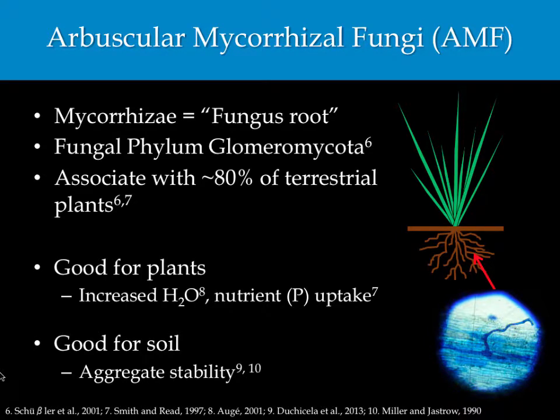The plant relationships with AMF are generally, but not always, mutualistic. So they're good for increasing water and nutrient uptake, such as phosphorus, especially when these resources are scarce. They're also good for enhancing soil properties, such as aggregate stability and size distribution. So this makes them important players in pasture productivity and sustainability.